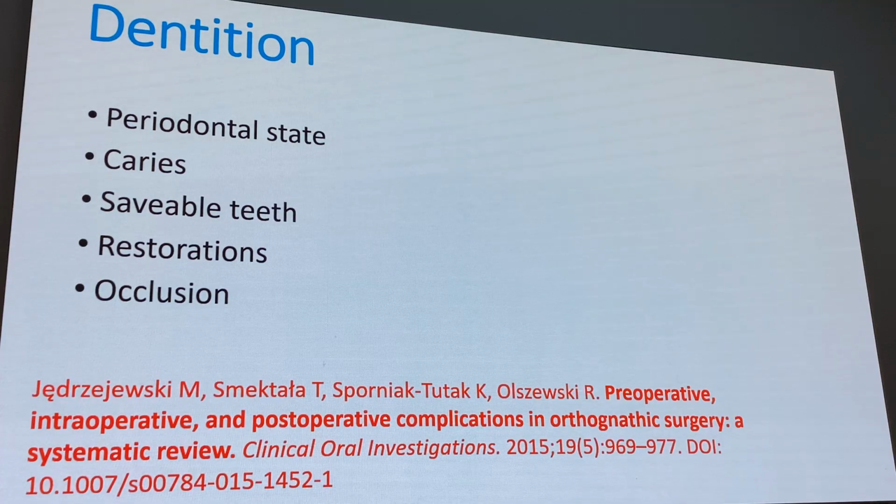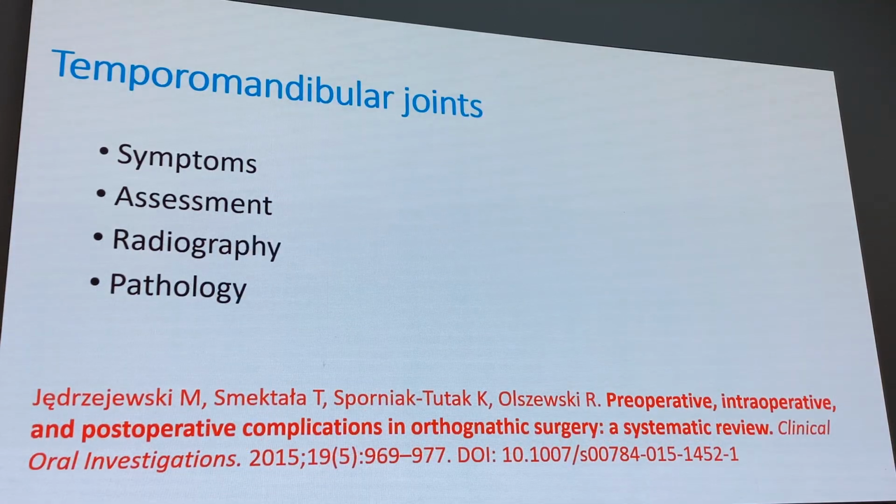You need good dentition. So your periodontal condition of the tooth, because while I was going to the basic case, this is more important than the next. Your basic stuff, what you have to look at, is more important than the rest of it. So periodontal state, carious teeth, savable teeth, restorations and occlusion. These are the latest articles which I managed to go through, which is very important. This particular article, I would have quoted in most of the slides. It's exactly pre-operative, intraoperative, post-operative complications in orthognathic surgery, a systematic review.